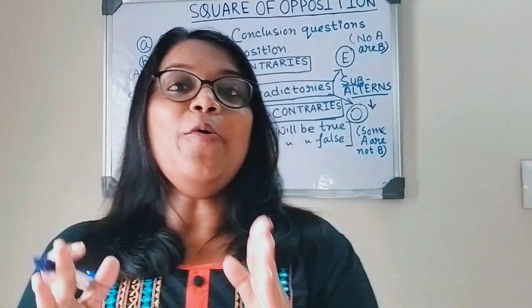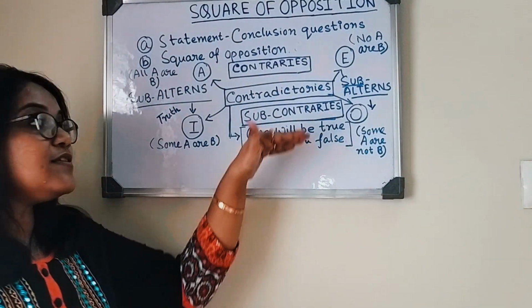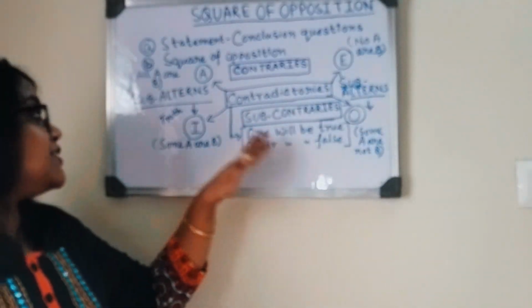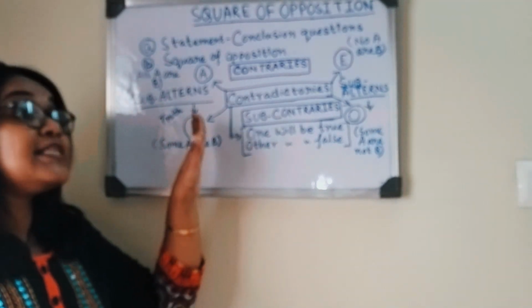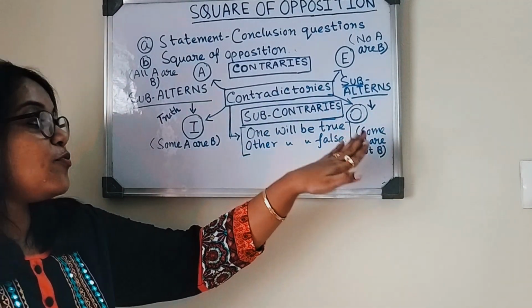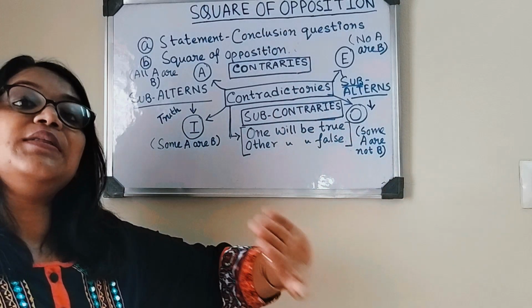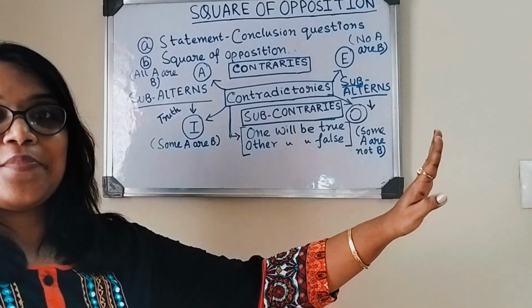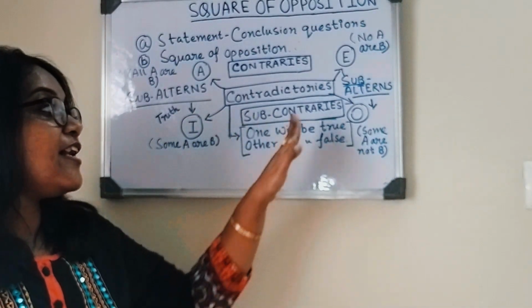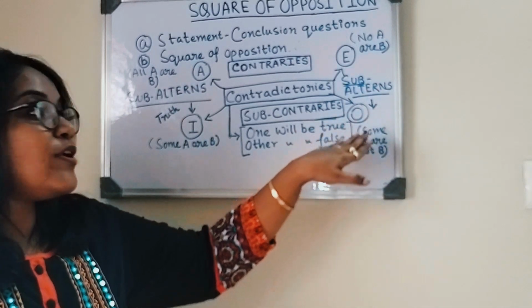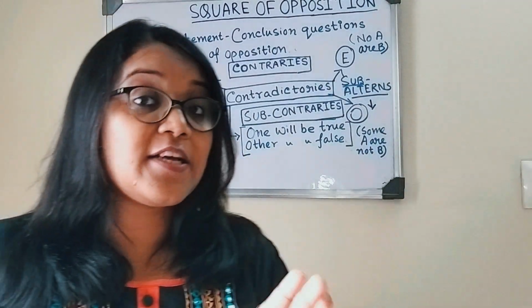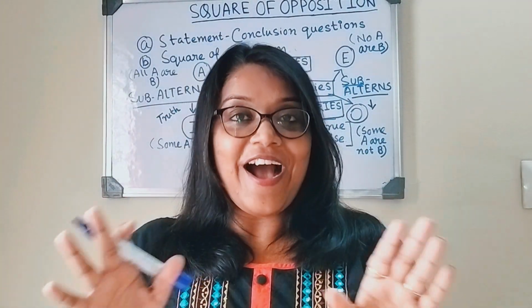Okay. So now going to the discussion of the subcontraries. Basically, in the case of subcontraries, if the I type of statement is false, that means the O type of statement with the same subject and predicate will be definitely true. Okay. But if the I type of statement is true, nothing can be said about the O type of statement with the same subject and predicate, because they can be true together but cannot be false together. I think this is clear.